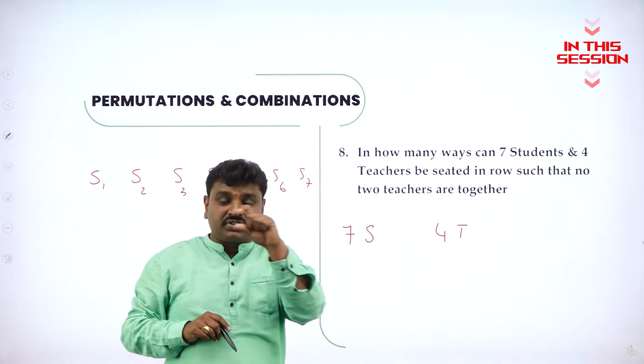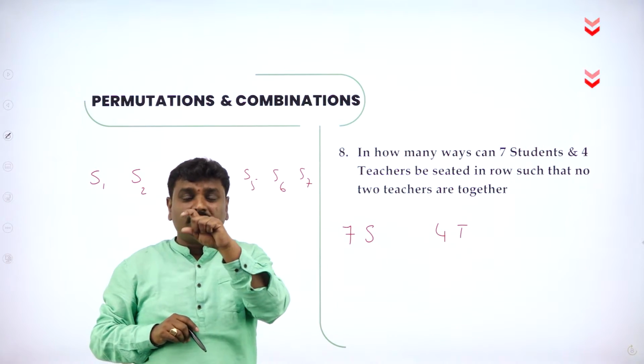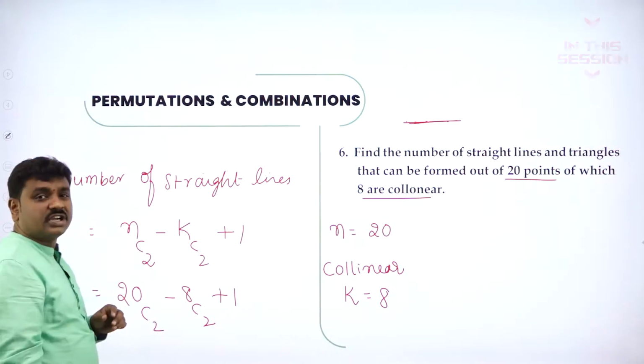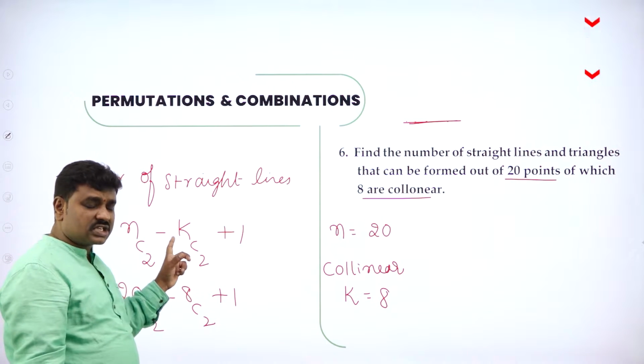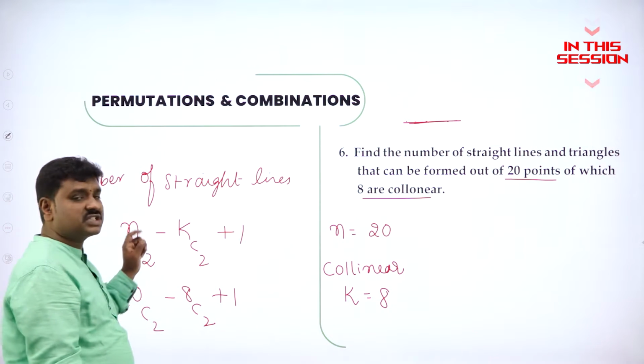N number of things in a straight line or in a row will have n plus 1 alternate places. How many straight lines can you form? NC2 minus KC2 plus 1. N means total number of points, K means points which are collinear.